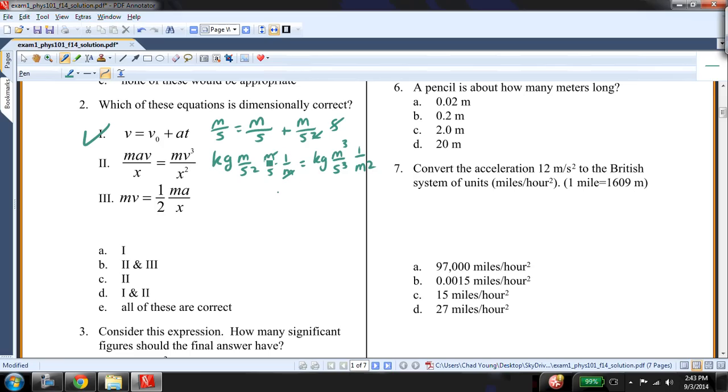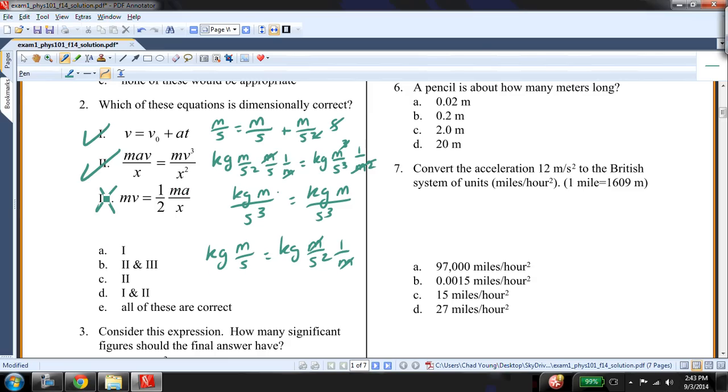So let's cancel some of these things here. I have kilogram, meters over seconds cubed. That cancels. I have kilogram, meters over seconds cubed. So that one's a check. Let's look at this last one. Kilogram, meters per second. That's m times v equals kilograms, meters per second squared. That's the m and the a times 1 over meters. Those cancel. This is kilogram meters per second. This is kilogram second squared. That is not. So 1 and 2 is the right answer. That's D.